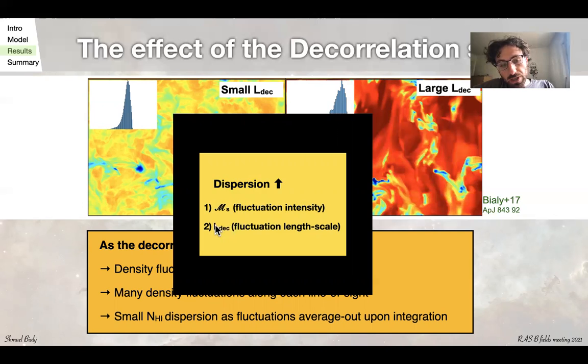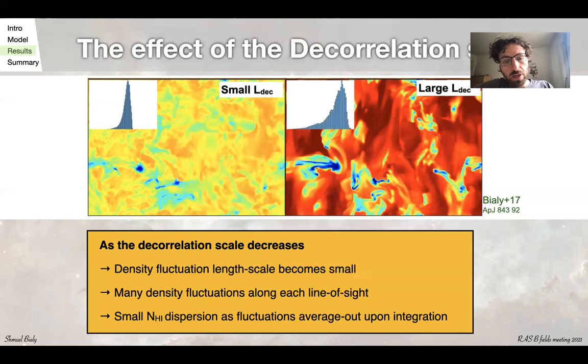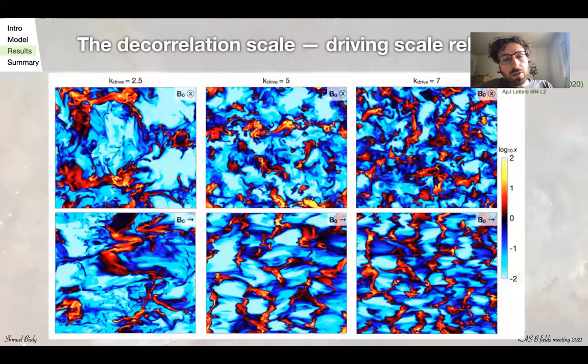What is interesting is this second parameter, the decorrelation scale, is related to what we're after, the driving scale, or the question, what drives turbulence in the interstellar medium? And this is the next thing I want to talk about, the connection between the decorrelation scale, L_dec, and the driving scale of turbulence.